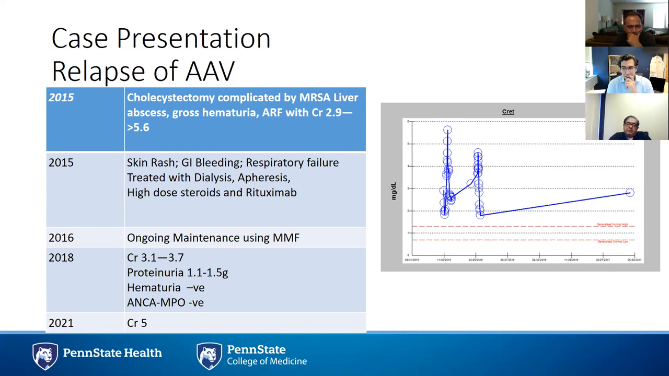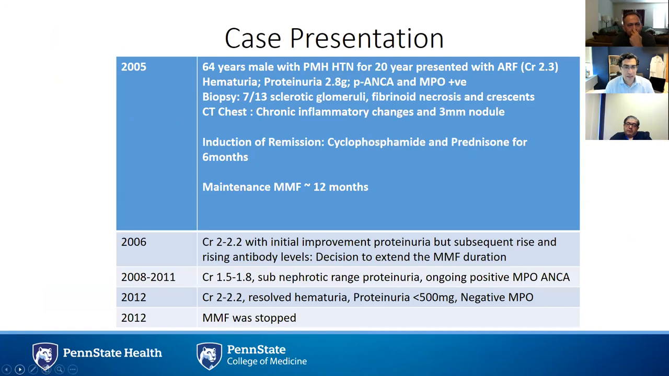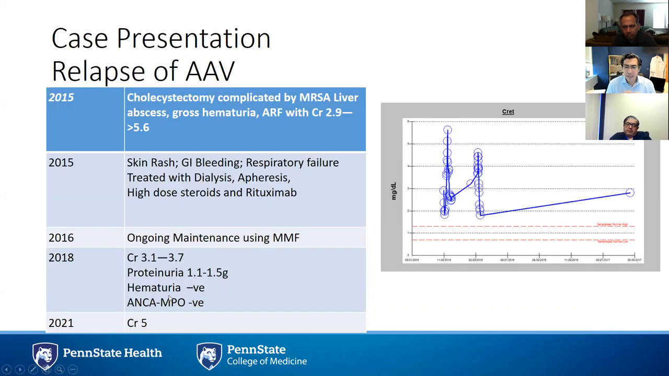Question is, anybody would have treated him differently? What do you guys think about his course so far? So again, just a point to make that this started back in 2005. This is 2021. He's in his now late 70s. He's a very active guy, not on dialysis, doing fairly well, needs some anemia management, blood pressure management, other things. Any comments from the colleagues, like if you would have managed differently or do different things?